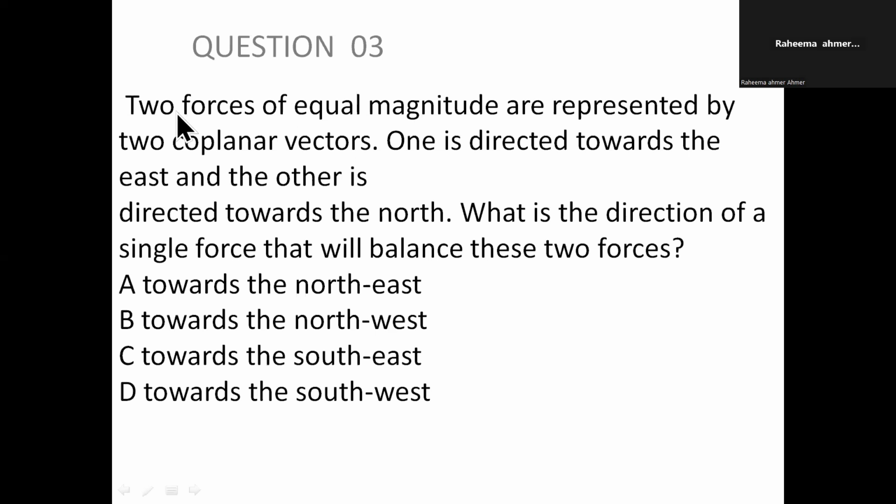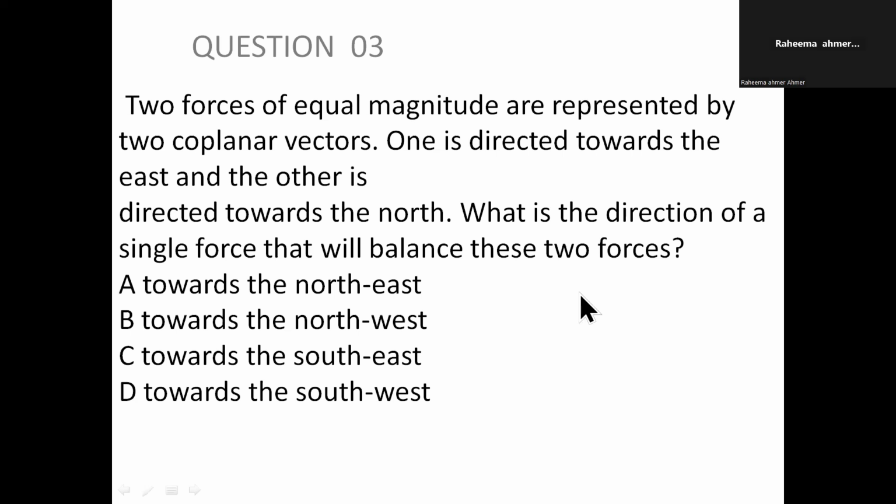So let's begin. Two forces of equal magnitude are represented by two coplanar vectors. One is directed towards the east and the other is directed towards the north. What is the direction of a single force? Don't forget, they are asking about a single force that could balance these two forces.